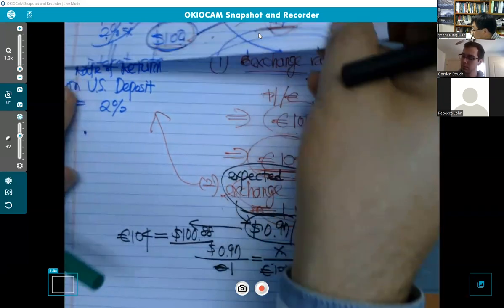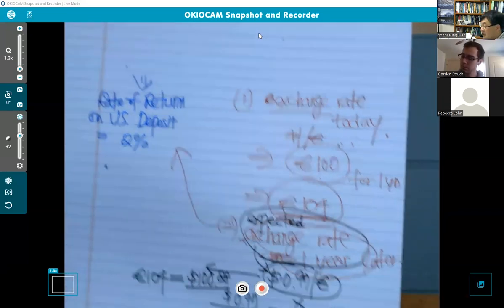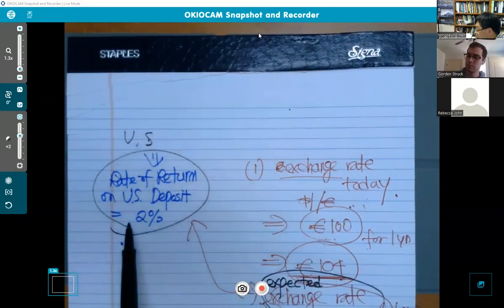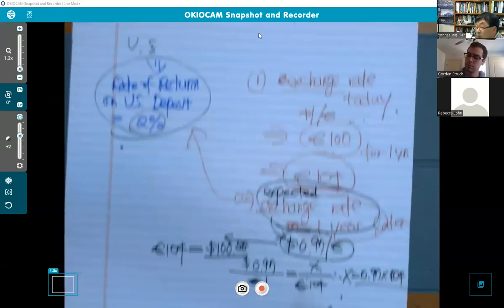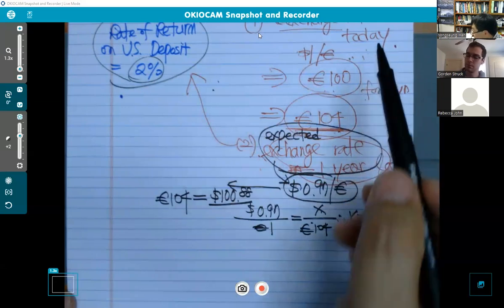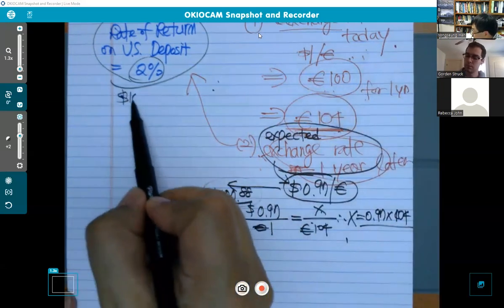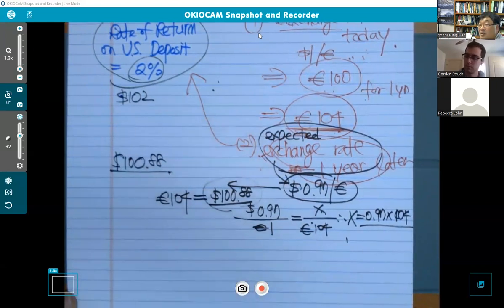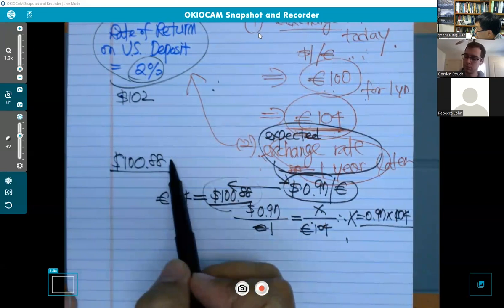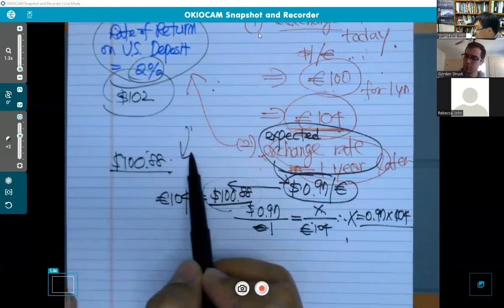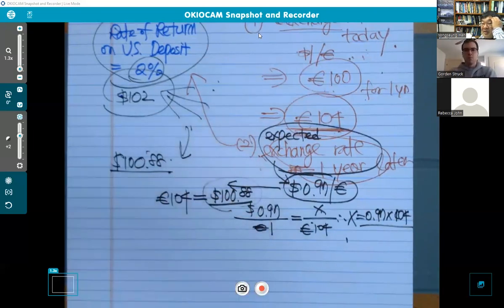Then now compare this. If you put our money into the US deposit, we get 2%. That's the rate of return. But if we put our money into the Euro deposit, then we get this money. This is 102, but we have 100.88. Actually, we make less money from the Euro deposit than the US deposit. So we're not going to invest into this, but we're trying to invest into this. That's how money flows.